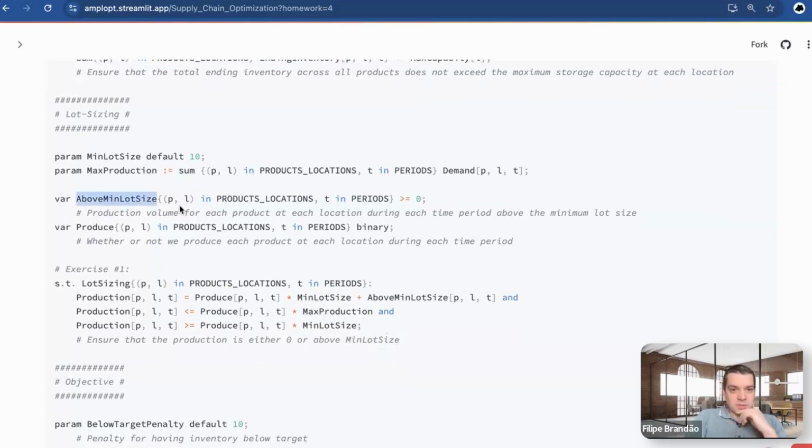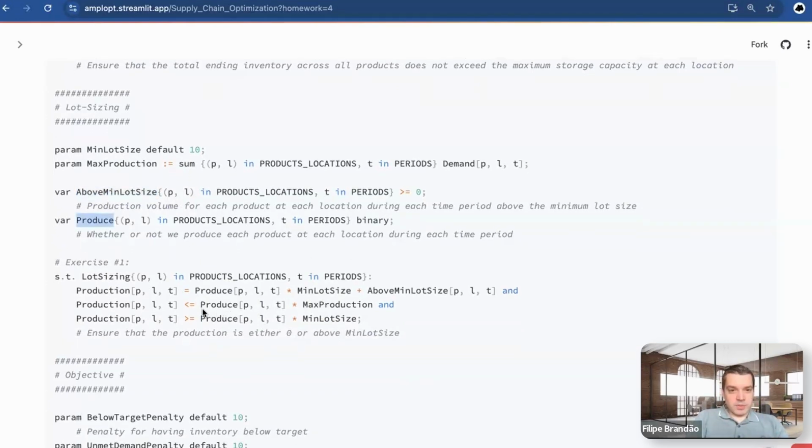You have that variable for the above minimum lot size, and a binary variable for whether or not to produce. Produce is going to be 1 if there is any production, so if production is different from 0. If produce is 1, then production must be at least min lot size. If produce is 0, production must be 0. If produce is 1, production can go up to max production, which is the big M that we have here.